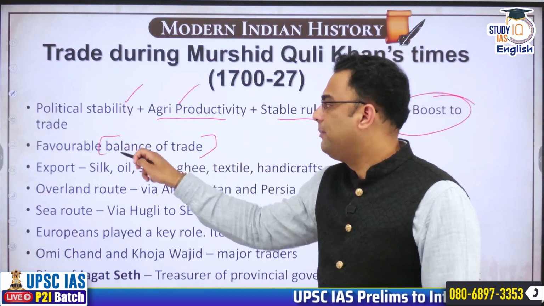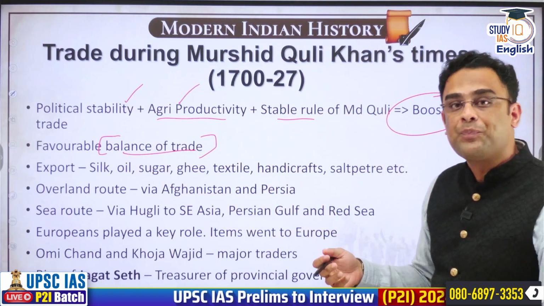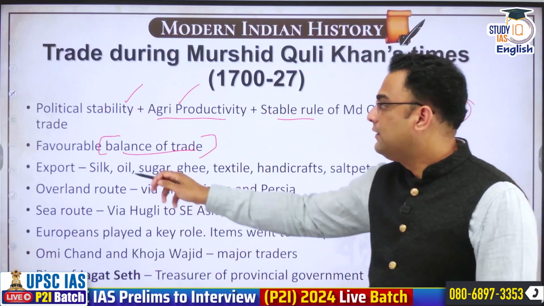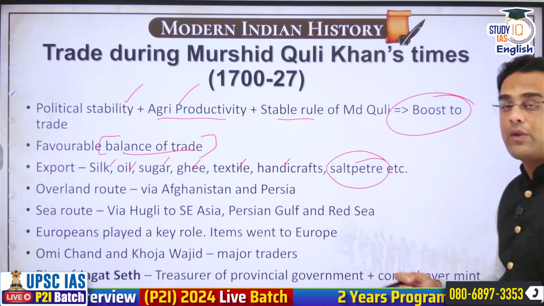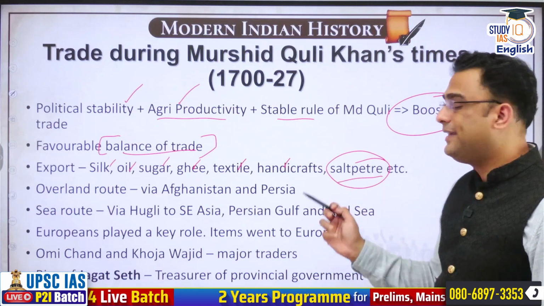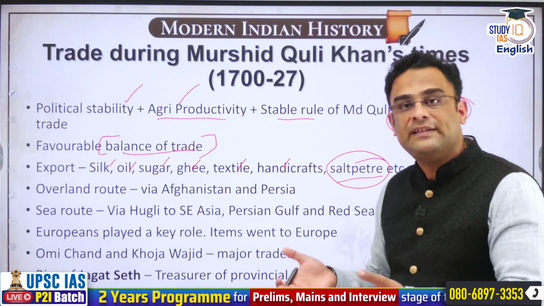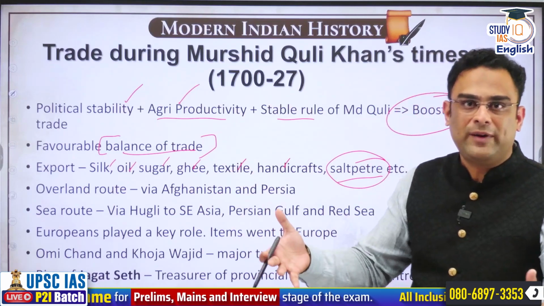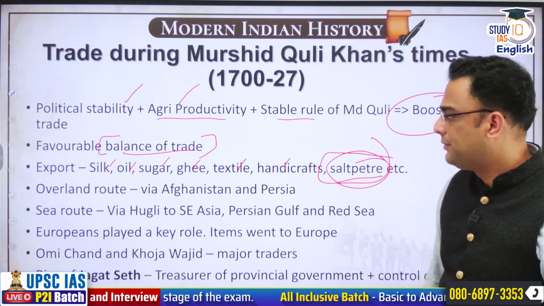Bengal enjoyed a favorable balance of trade. Bengal was famous for many products which were exported to other parts of the world and also sent to different parts of the subcontinent. Silk, oil, sugar, ghee, textile, handicrafts, saltpeter, all of these things were in huge demand in different markets. Saltpeter, by the way, guys, is a mineral that is used to make gunpowder. And that gunpowder is then used in muskets, guns, as well as in big cannon guns, top, what we call in Hindi. Those are fired using gunpowder, which requires saltpeter.